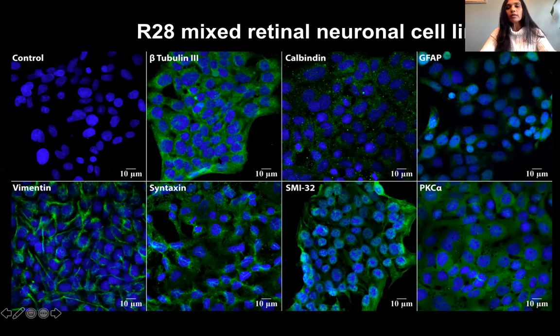In this experiment, we added green fluorescently labeled EVs to the cells, and we could see that they are all endocytosed. This just gives you the idea that the R28 cell line is a mixed retinal neuronal cell population, like in the retina. It's mimicking the retina.